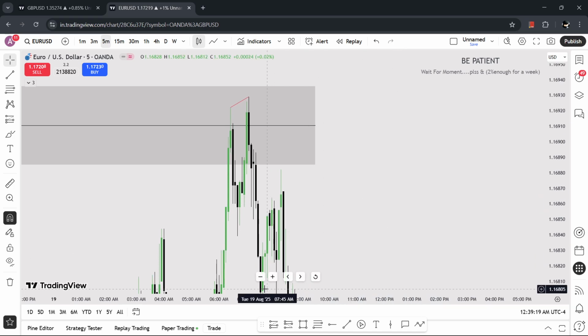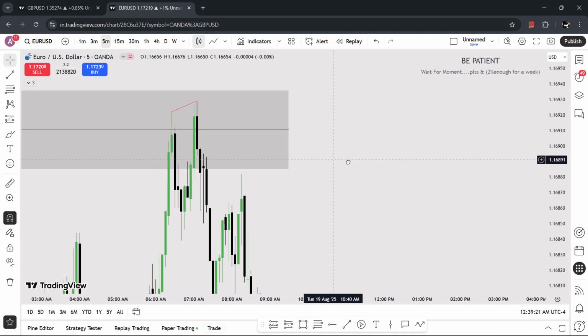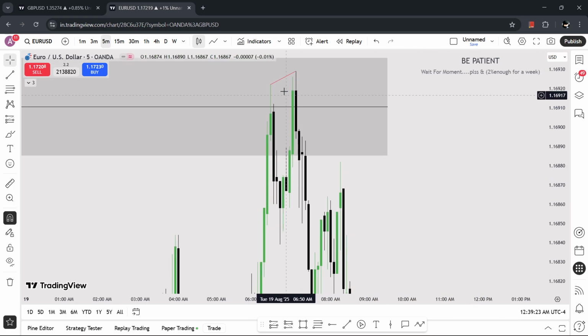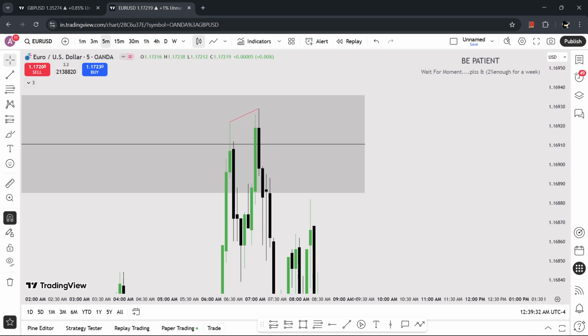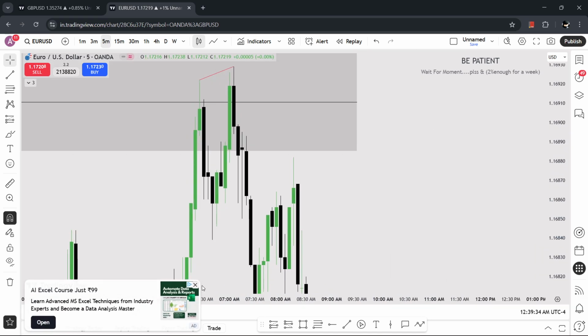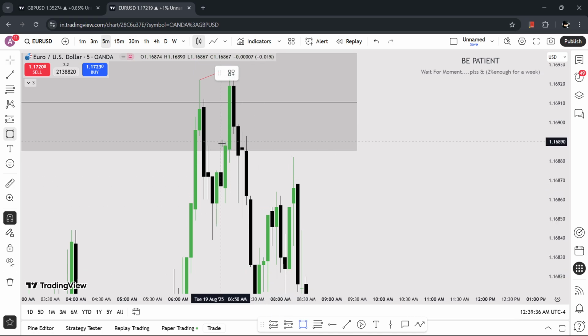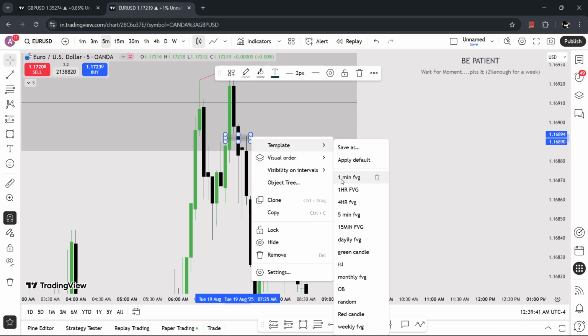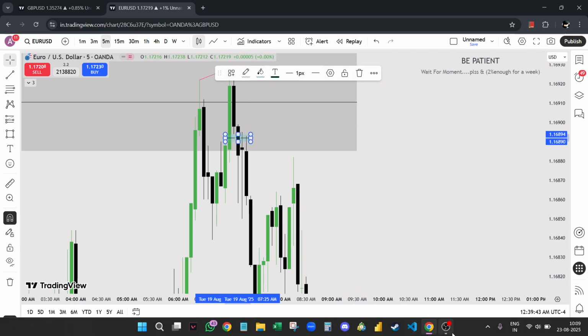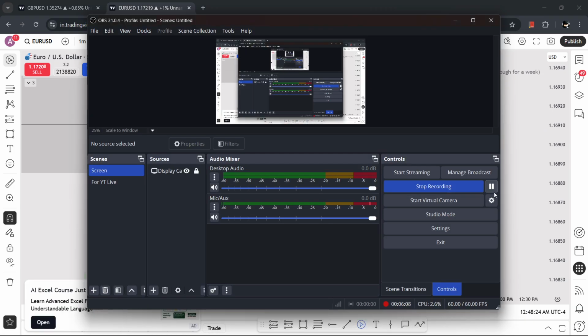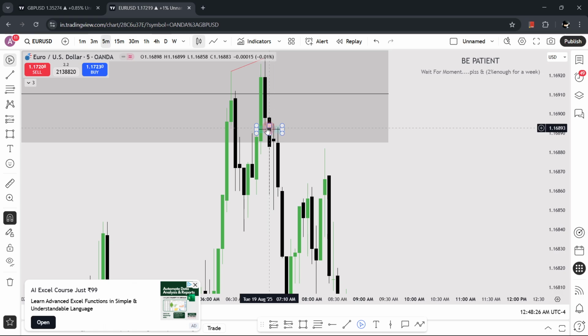So while it was going down, you can see this SMT up here. In 1 minute, you will get the structure shift here to the downside. So I just want you to have a note of this 5 minute IFEG. Okay, so guys, we were talking about this inverse 5 minute fair value gap, right?